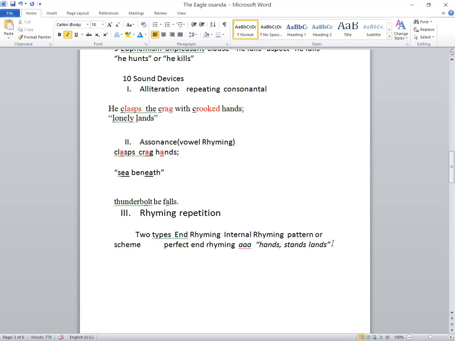Right. And also, walls, crawls, falls. Walls, crawls, falls. Full stop. Next paragraph.